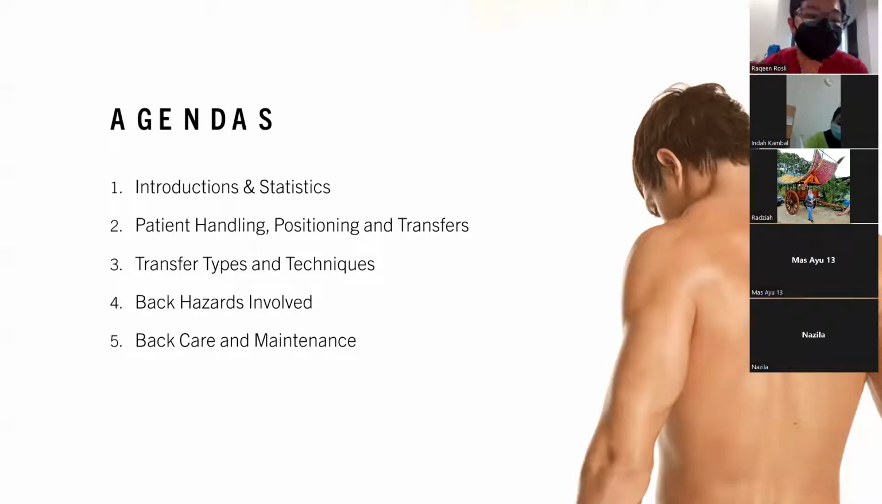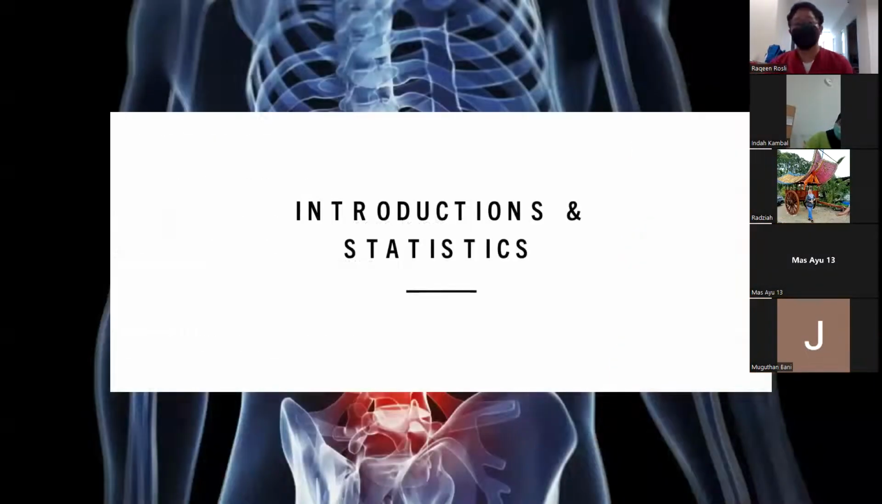The third one is transfer types and techniques. What are the types of transfers that you can utilize, and what are the techniques that you have to use in order to do it safely? And the fourth one is back hazards involved. So what are the hazards that you can come across when you're not using a proper technique when transferring? And also, lastly, what are the recommended routines that you can do for back care and maintenance as a healthcare worker to take care of your back? Okay, let's go through the introduction and statistics.